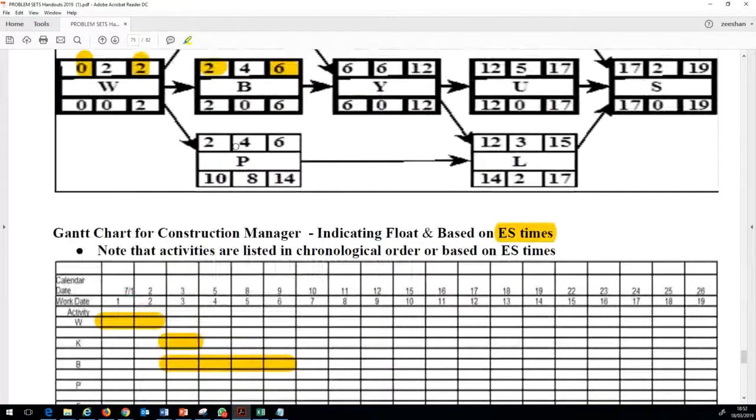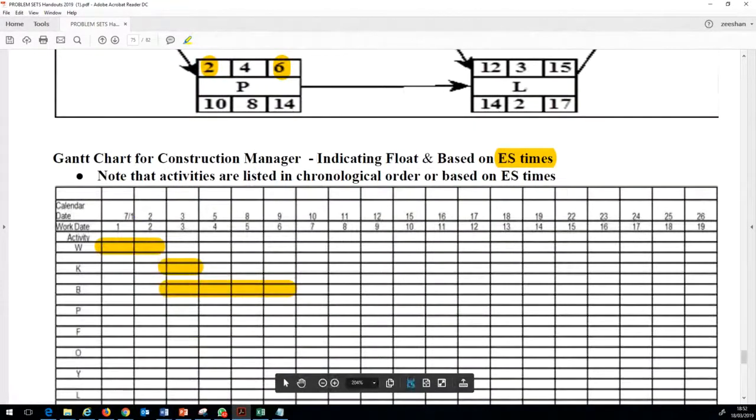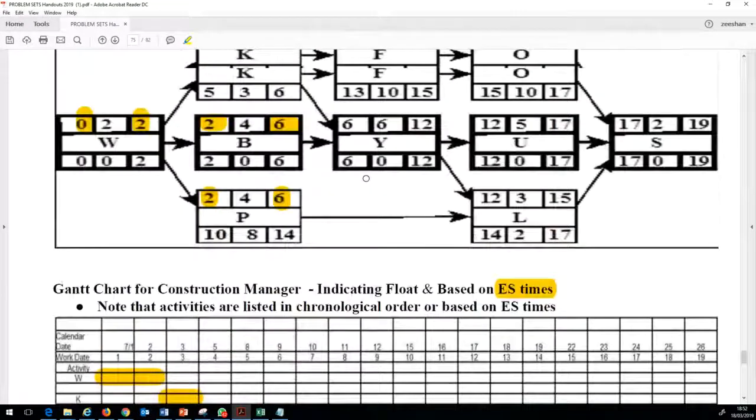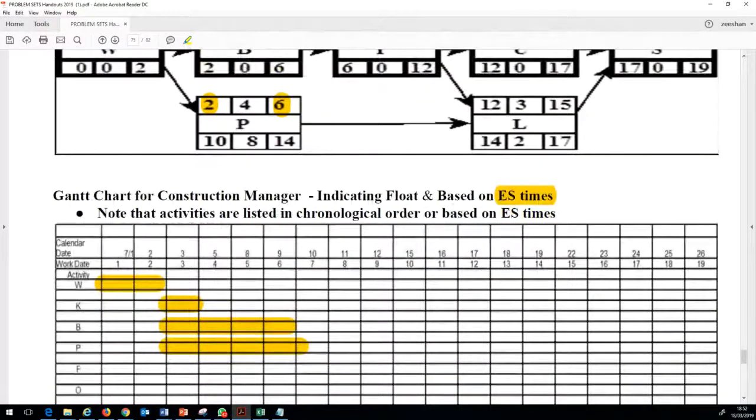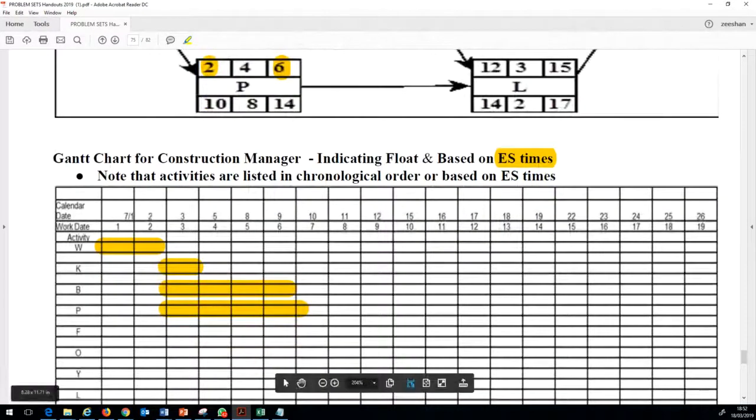And then we can see for activity P, that's exactly the same as activity B. So we would be doing the bar chart for activity B. It should mirror activity B. Then we move on to activity F, which is taking place from month 3 to 5.